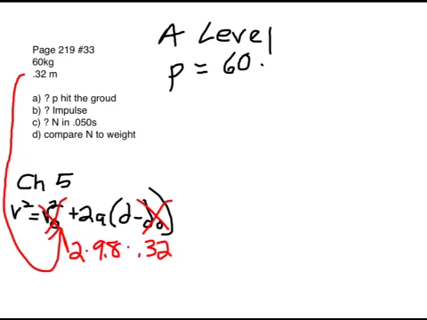And when we multiply that, 2 times 9.8 times 0.32, we get 6.272, but we need to take the square root of that. 6.272, square root of that, and v from this solution is 2.5. We'll round off right there. Okay, 60 multiplied by 2.5 is p.